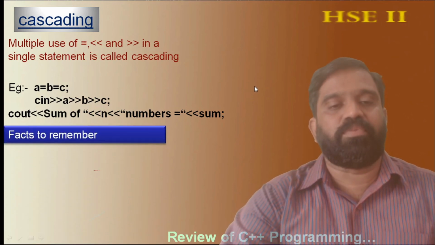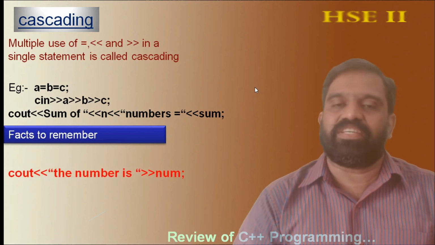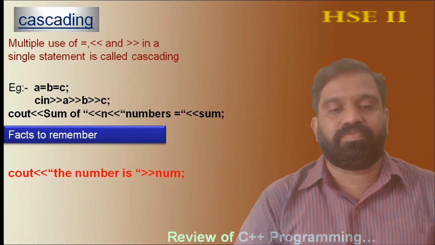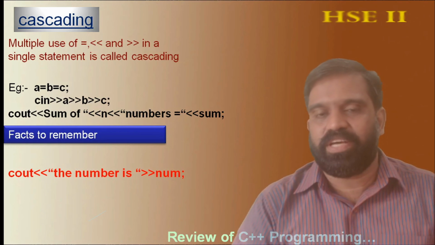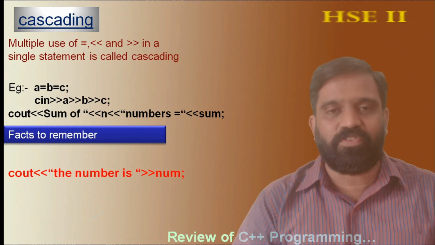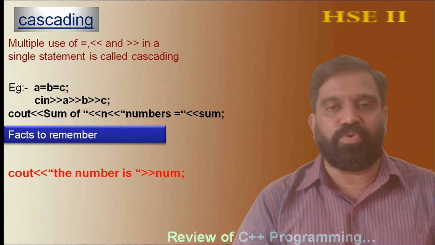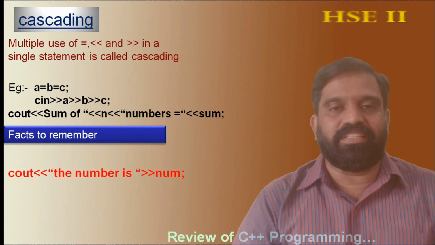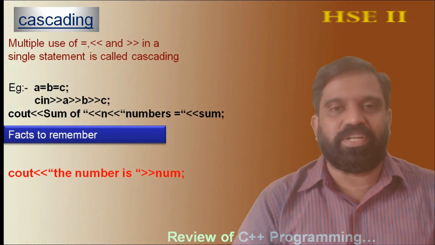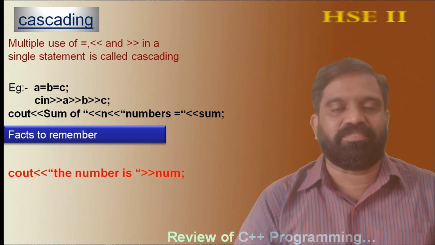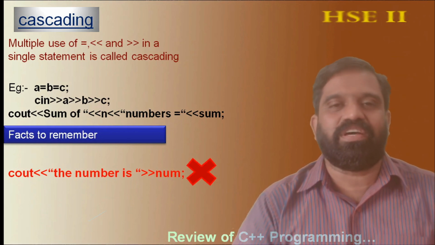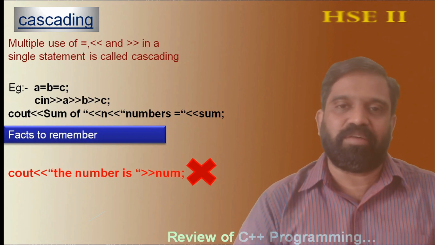Few facts you have to remember. Just see the example: cout, the number is, then input operator num. Cout is an output operator, while the input operator is used with num. Definitely this is a way we cannot write in the C++ programming language. Usually students commit those mistakes. That is why such types of statements are not at all allowed in C++.